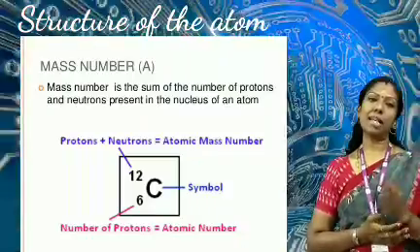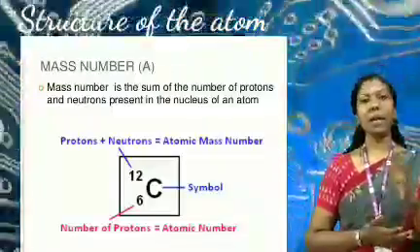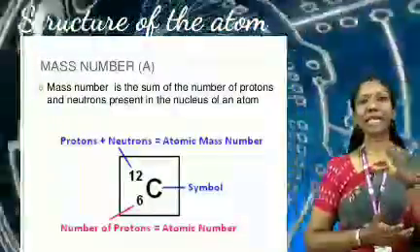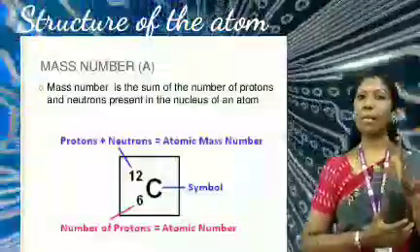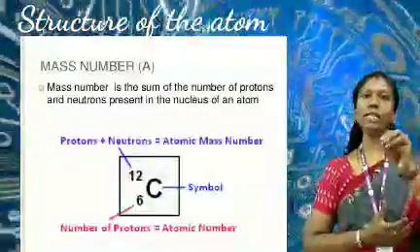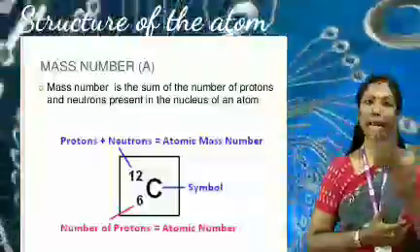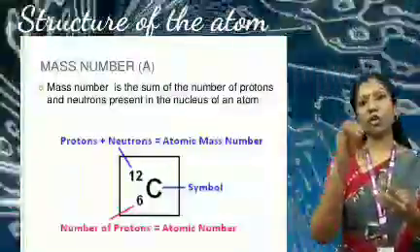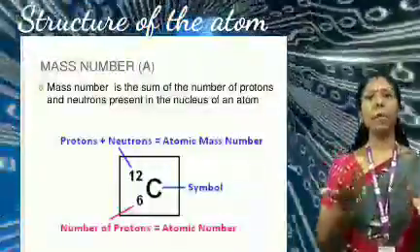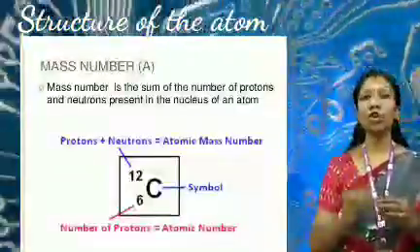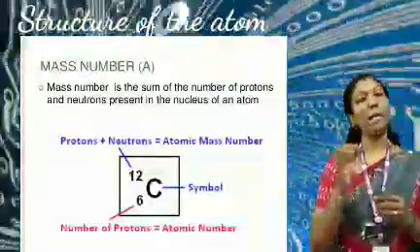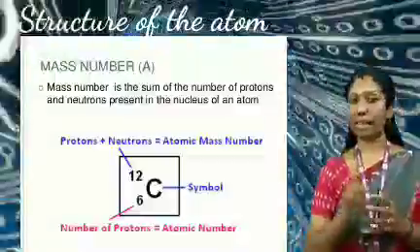Now, the next one is mass number. Mass number, as the name indicates, is related to the mass. Now, the mass of the atom is determined by the mass of the nucleus, because the nucleus determines the mass of one atom, since it contains protons and neutrons. Therefore, mass number is equal to the number of protons plus the number of neutrons present inside the nucleus. Mass number is denoted by the letter capital A.